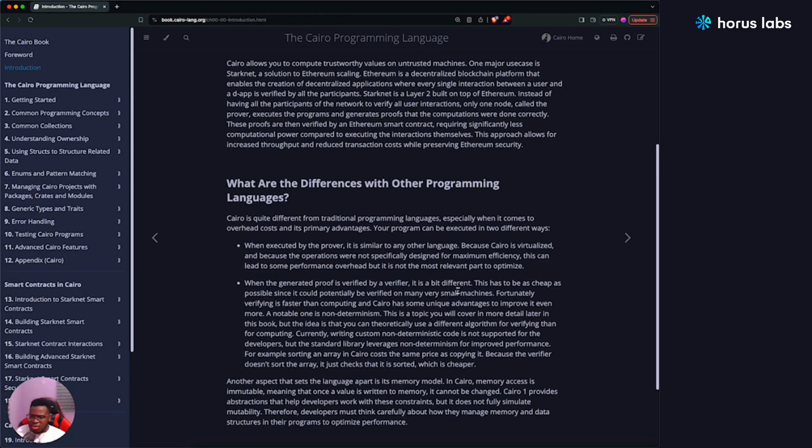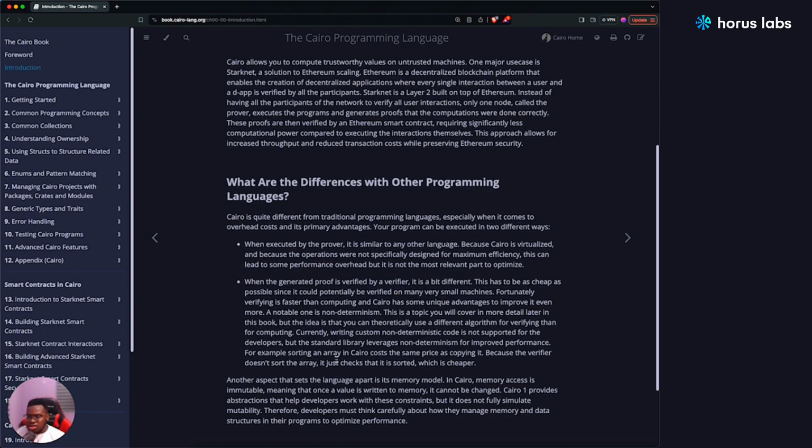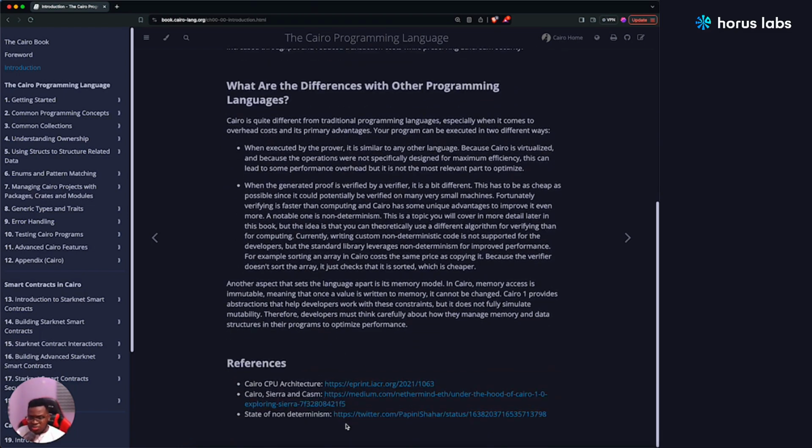Furthermore, there's the concept of non-determinism. It means that you can use a different algorithm for the verification of the computation. Currently, writing non-deterministic code is not really supported for developers on StarkNet. But following the tweets by Shahar, which you could see somewhere later, it's something that we might look forward to.